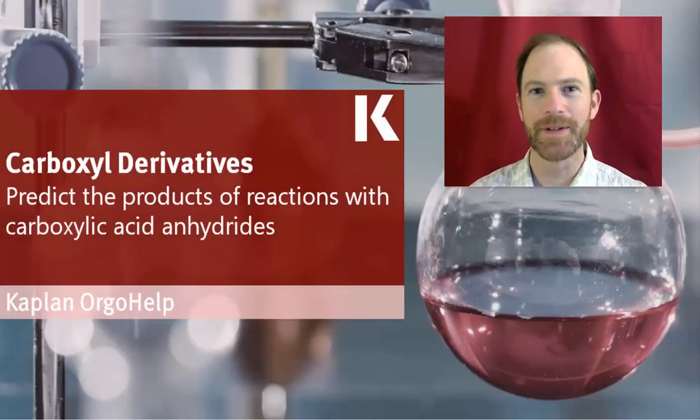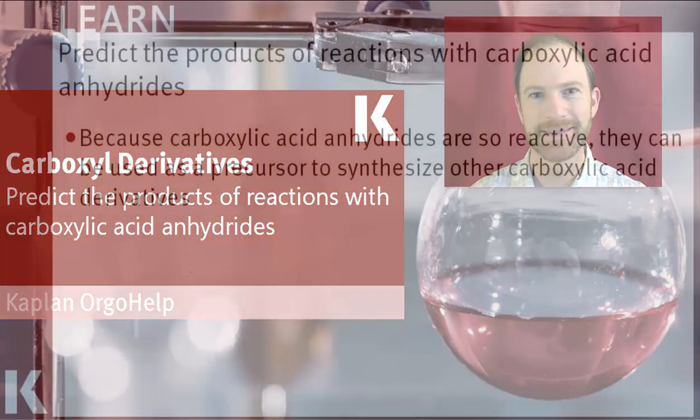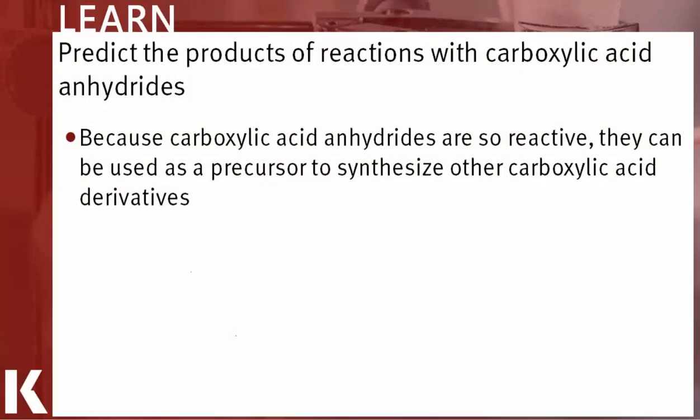Hello, I'm Chris Murphy, and in this video, you're going to learn how to predict the products for reactions with carboxylic acid and anhydrides. To predict the products of reaction with carboxylic acid and anhydrides, you want to find the same key players that are present in a lot of organic chemistry reactions. You're going to want to find a nucleophile, an electrophile, and then a leaving group.